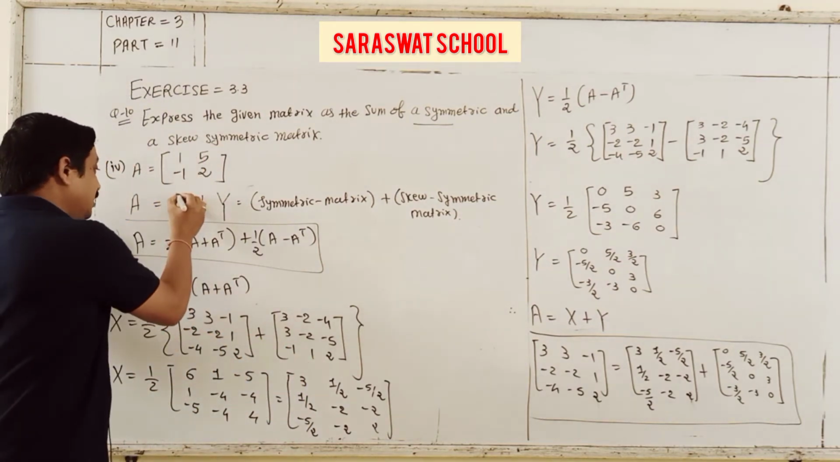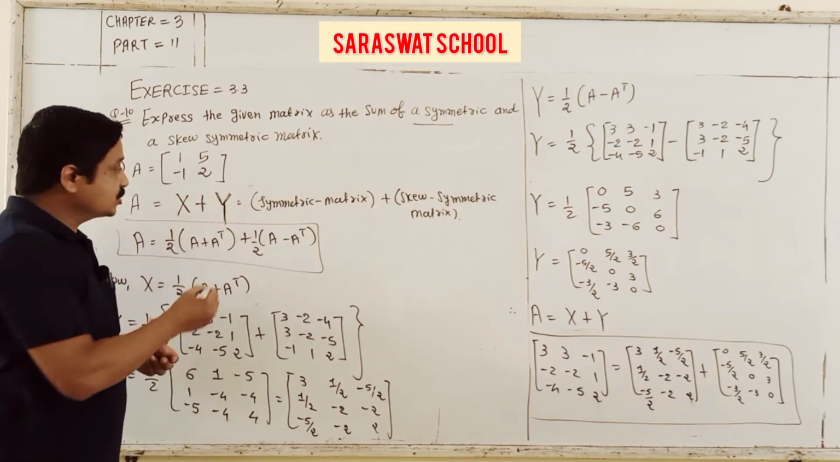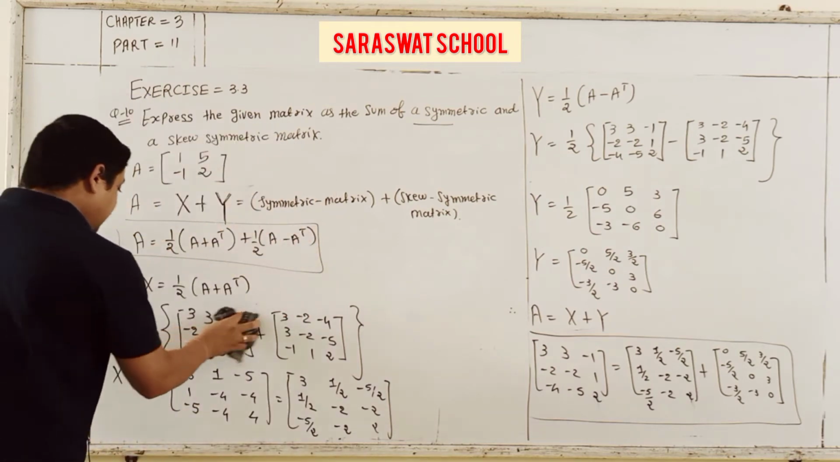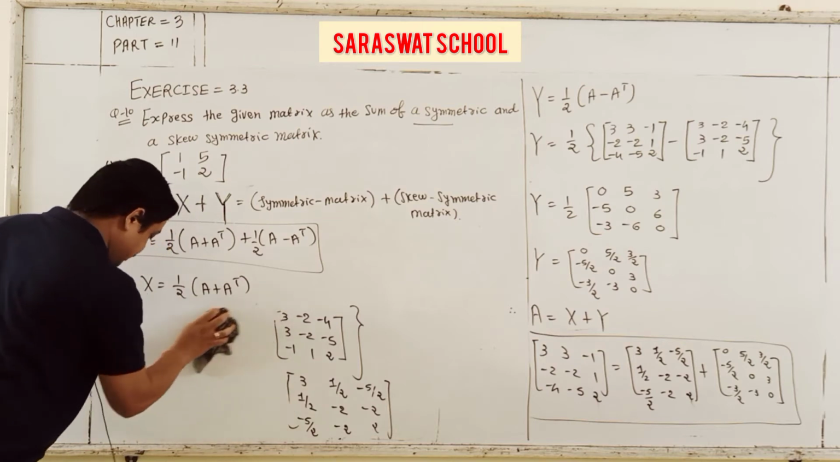You write down the same, as the sum of the two matrices, the symmetric portion and the skew symmetric portion, and up to that is the same. X becomes half of A plus A transpose.